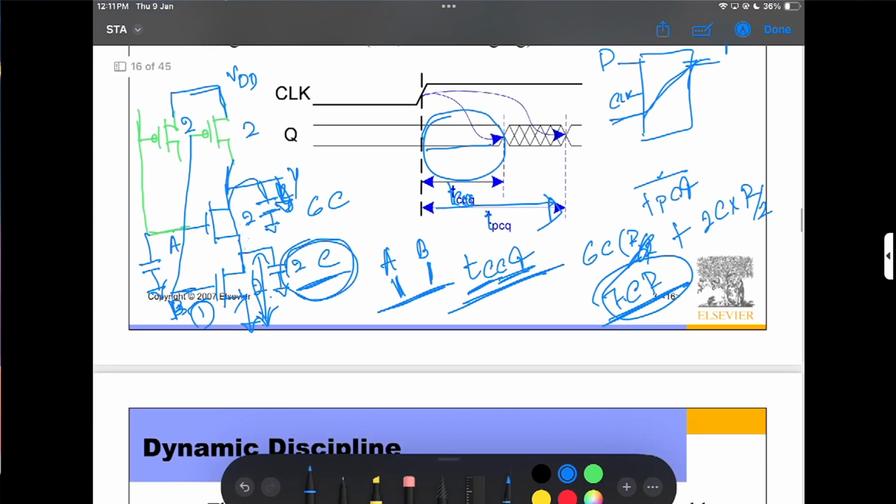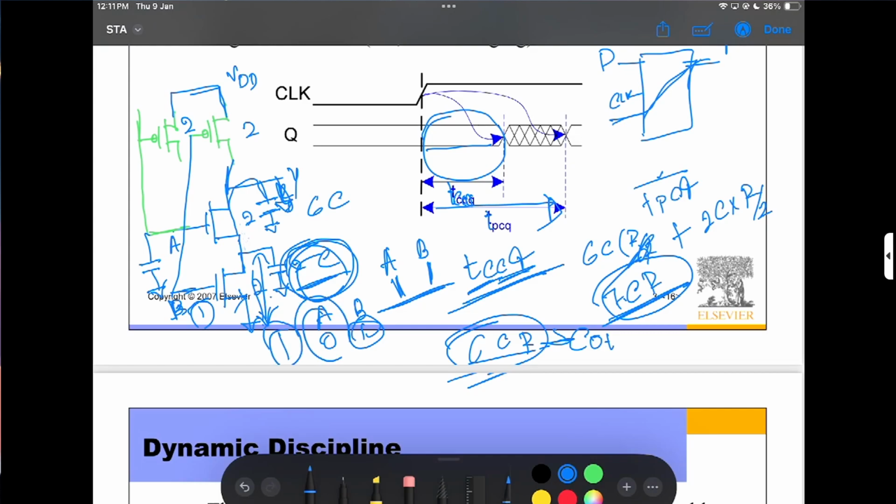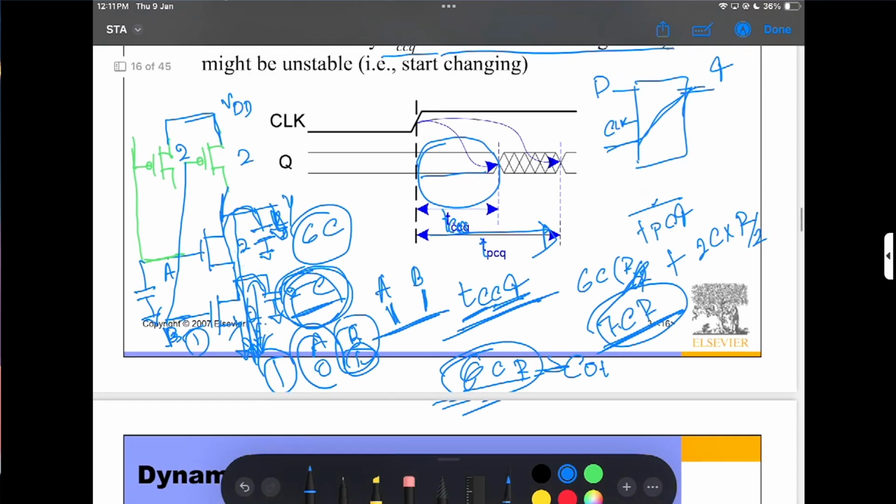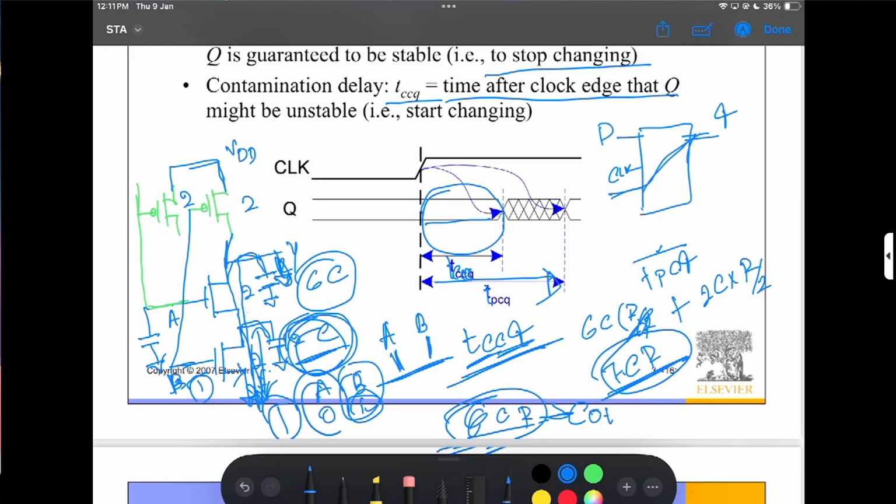But if it is already discharged, then I need only 6C times R by 2, so only 6RC time is required. So this is my contamination delay, 6RC. If it is already discharged, so basically A equals 0 and B is already 1, then A goes to 1. If A goes to 1, then B is already discharged, so this part is already discharged and the capacitor does not hold any charge. Whatever charge is here will discharge this way. So my discharging time is 6RC. So basically that's the difference between contamination delay and propagation delay.